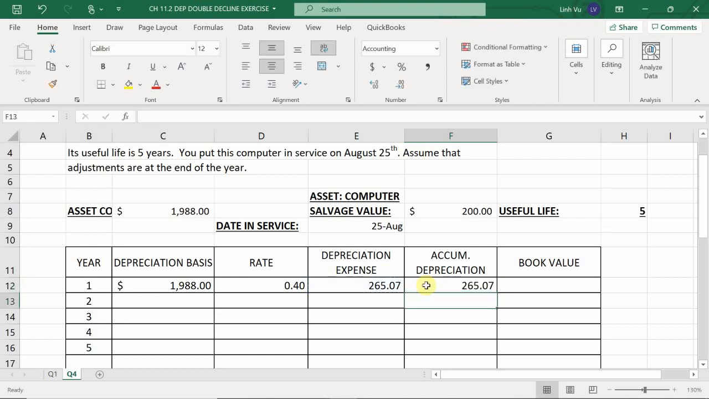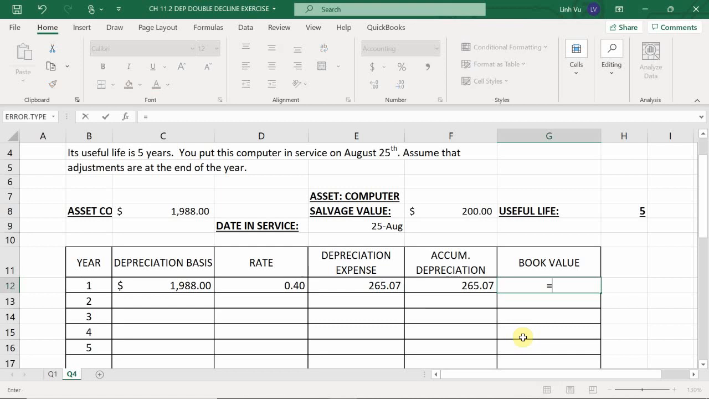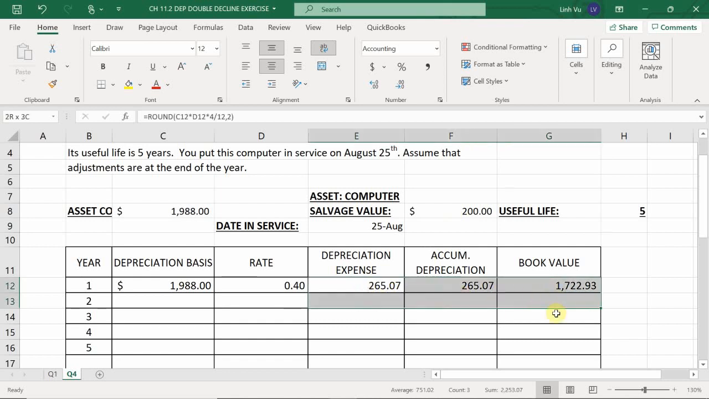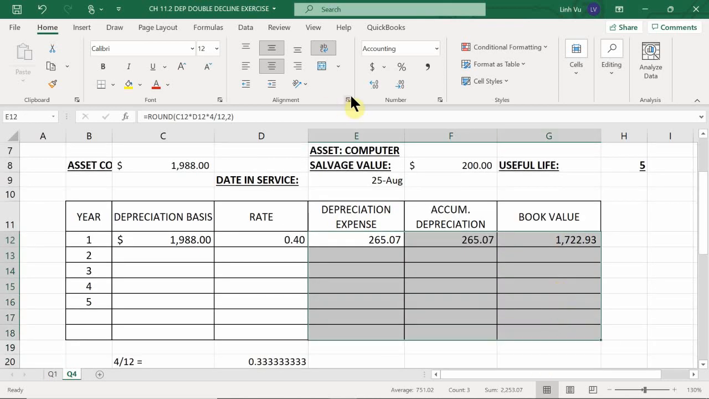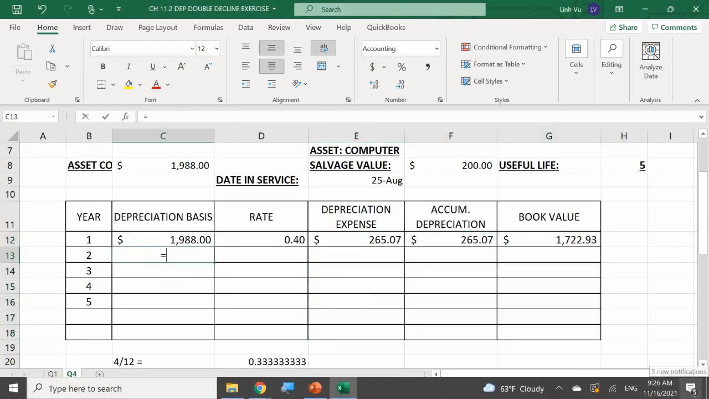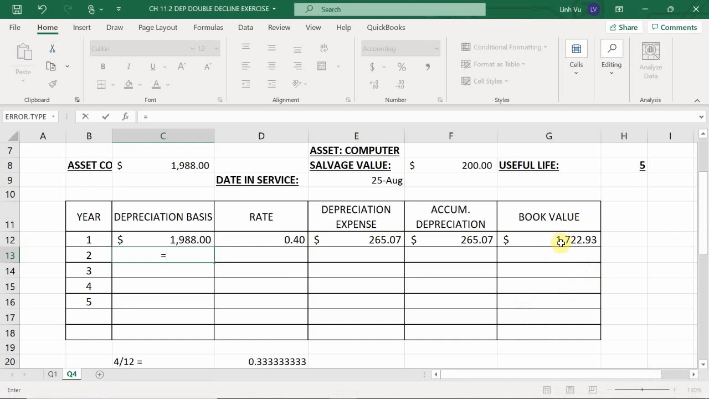Your accumulated depreciation is going to be the same for the first year, just because there's no previous year. So then how much is my book value going to be at the end of year 1? $1,722.93. All right, which then becomes my depreciation basis for year 2.